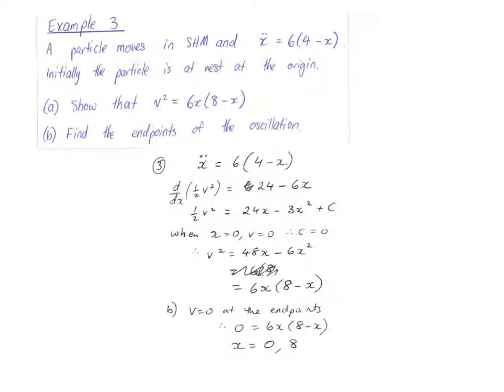And to find the endpoints, remember at the endpoints, the velocity is 0, right there and right there, if our particle is moving this way. So make v equals 0, solve for x, and you can see x equals 0 or 8. That's it.